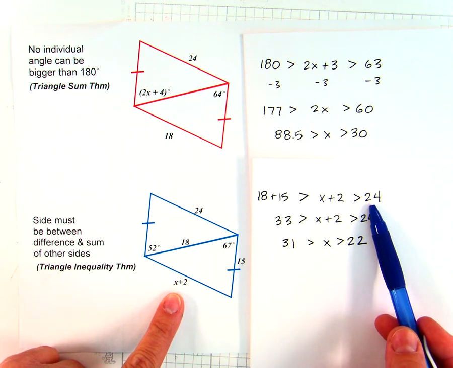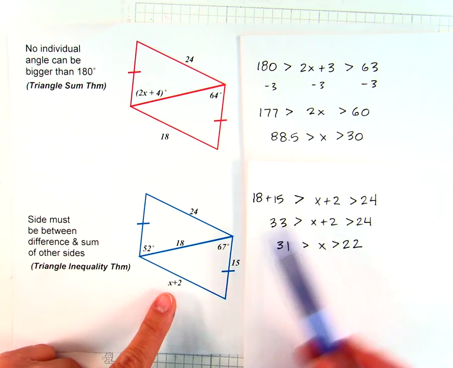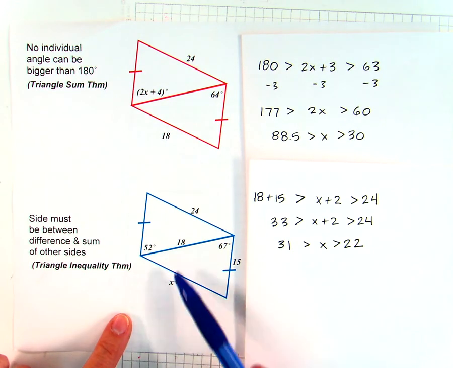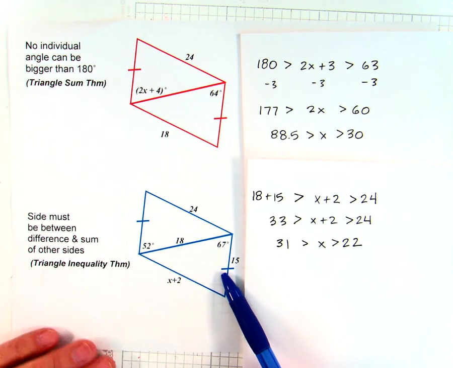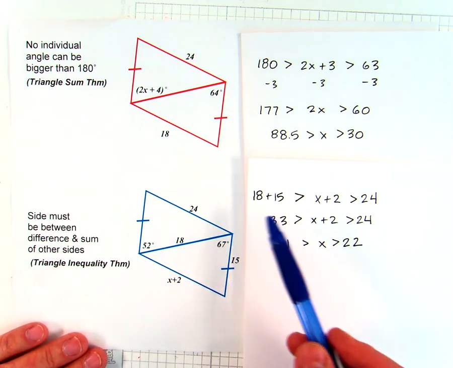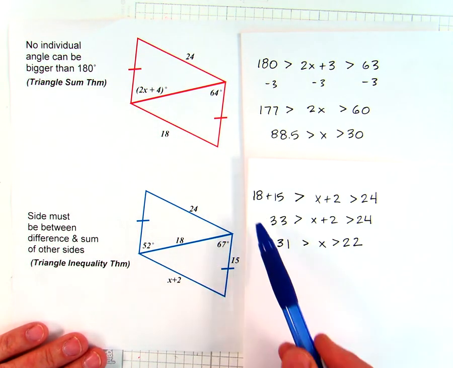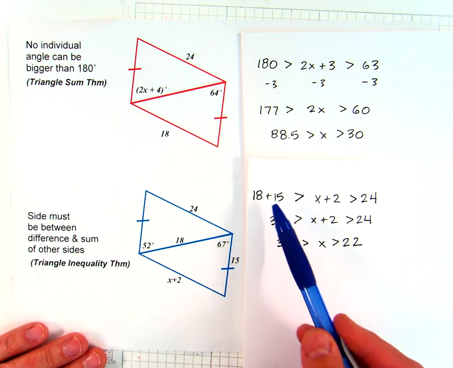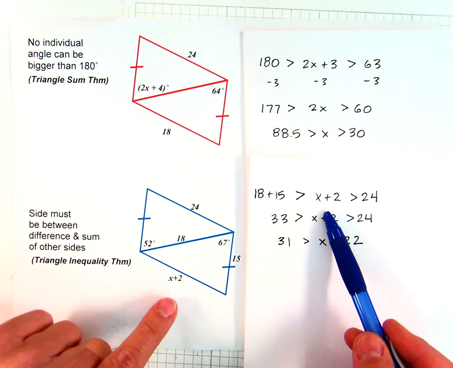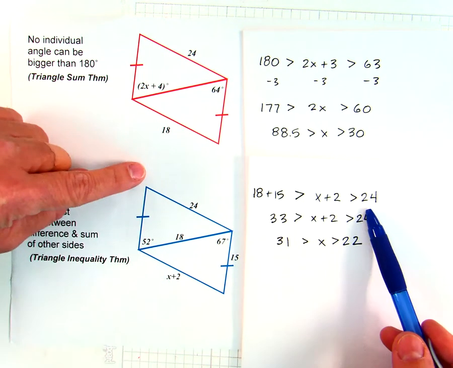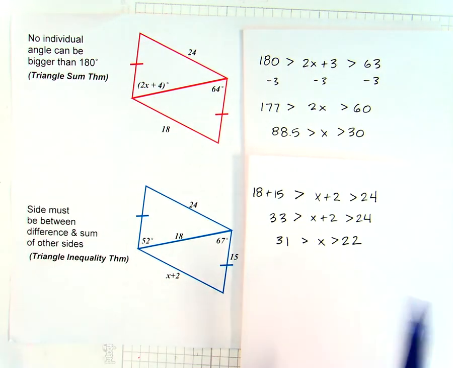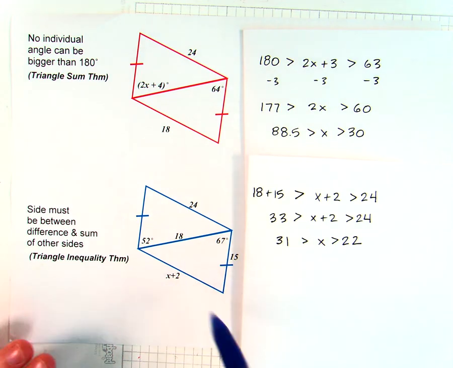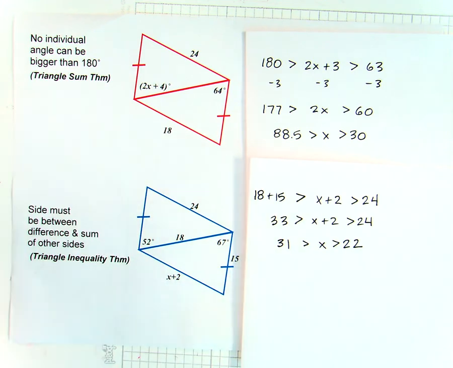But notice, according to the triangle inequality theorem, x plus 2, this side, must also be smaller than the sum of the other two sides, 18 plus 15. So our other limiting factor is the sum of the other two sides. We solve it down and we find out that the values for x in this different problem, using a similar scenario, is between 22 and 31. And here endeth the lesson.